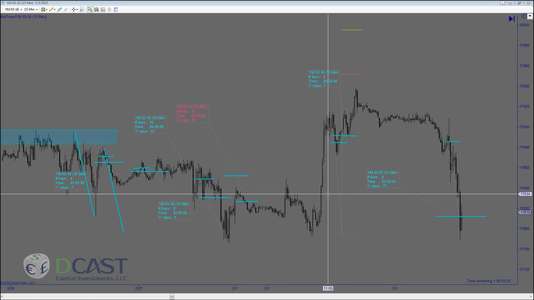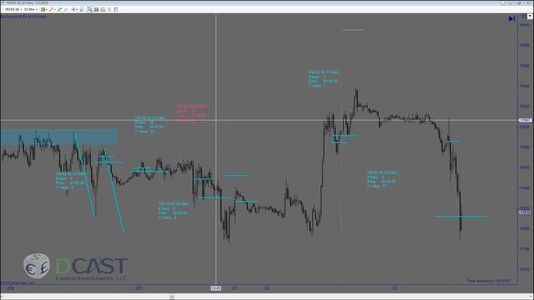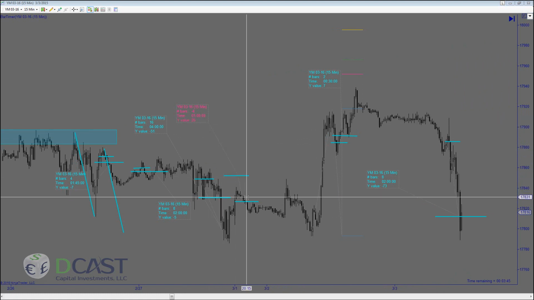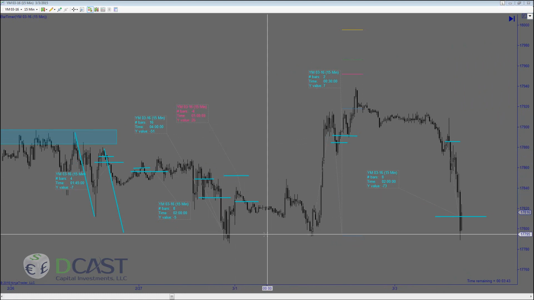As you can see here, I didn't use any of those skills with the exception of this entry, but I really didn't go through any pain, and this losing trade might have even been a break-even trade, depending on how you would have handled that.